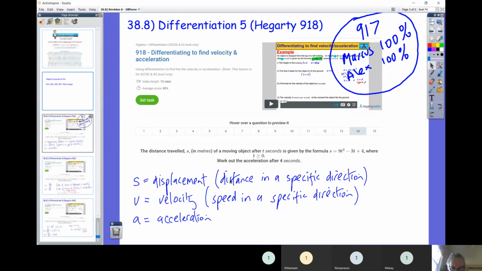If you differentiate s, displacement, you get velocity, because the rate of change of distance, how quickly you are covering distance, is the speed you are going at. Velocity, remember, is just speed in a specific direction. And the rate of change of velocity, how quickly your speed is changing, is acceleration.